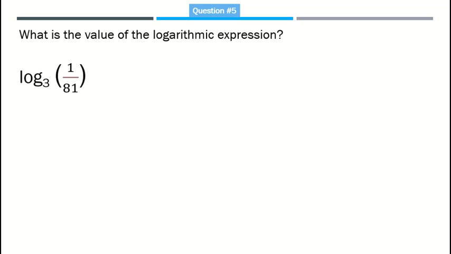For question number 5, we're asked, what is the value of the logarithmic expression? And in this question we have log base 3, 1 over 81. So let me go ahead and make sure that I've got my pen turned on, and I'm going to write equal x.